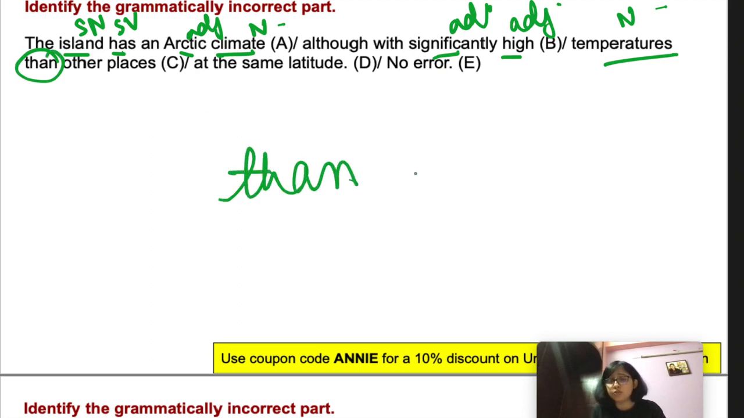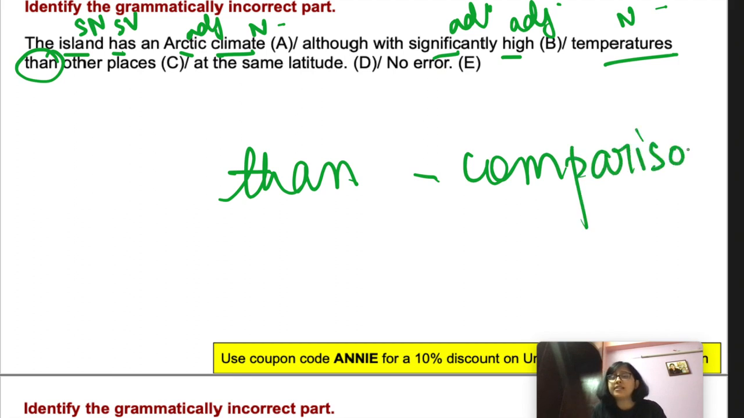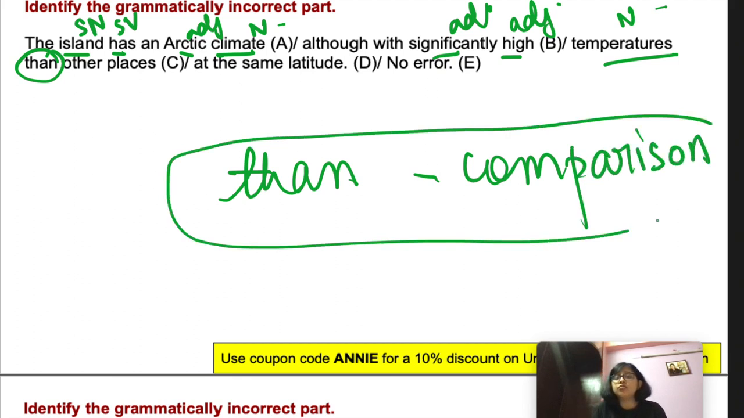Than का use कब होता है? जब comparison रहता है. जब comparison रहता है तब than use होता है. So than is used for comparison. Therefore you have to use the comparative degree of the adjective over here. It is: with significantly higher temperatures than other places at the same altitude.